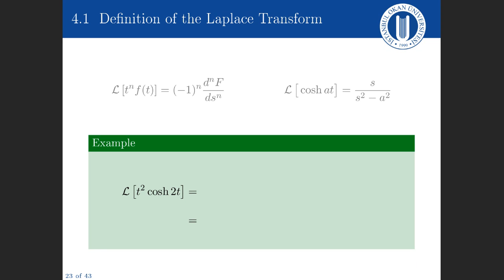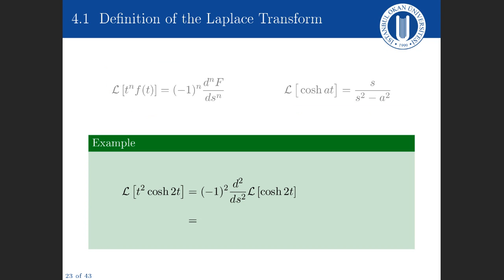Now let's use it. I want to calculate the Laplace transform of t squared cosh 2t. I'm going to be using the formula that we've just proved. And let me remind you, the Laplace transform of cosh at is s over s squared minus a squared.